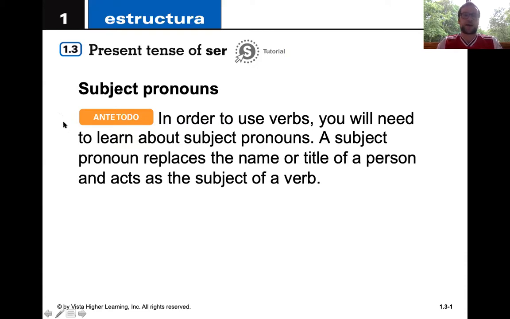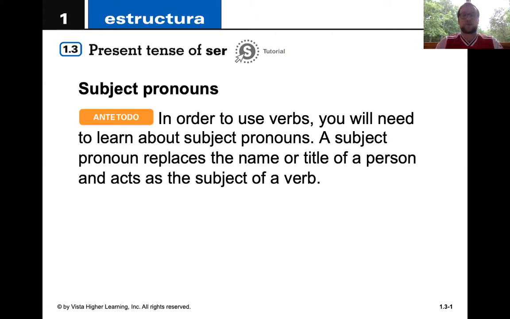Muy bien. Y todos estos verbos, all of those verbs, tienen conjugaciones diferentes. They have different conjugations. Entonces, para usar estos verbos, in order to use those verbs, necesitamos un sujeto para la frase, ¿no? Un pronombre de sujeto, subject pronoun. Okay, so a subject pronoun replaces the name or title of a person and acts as the subject of a verb.